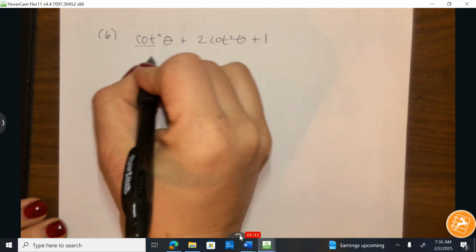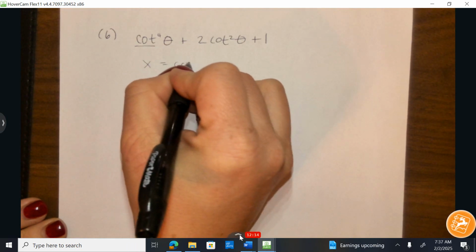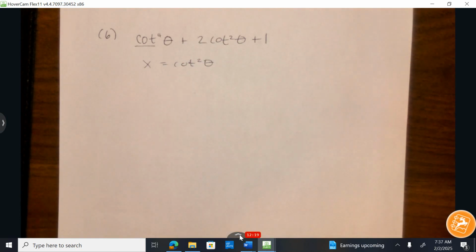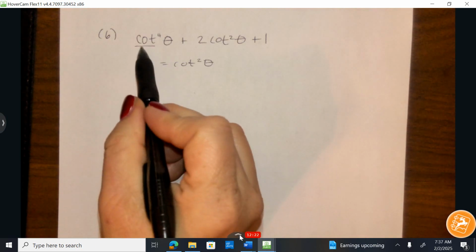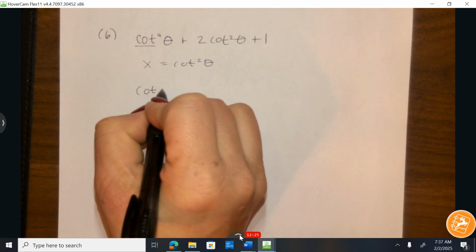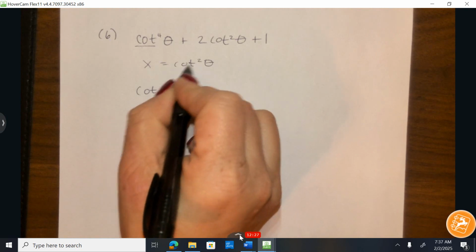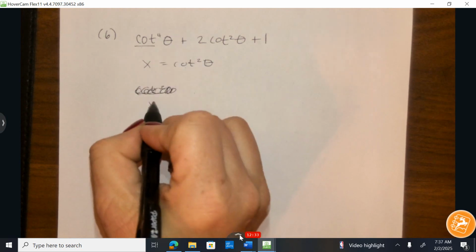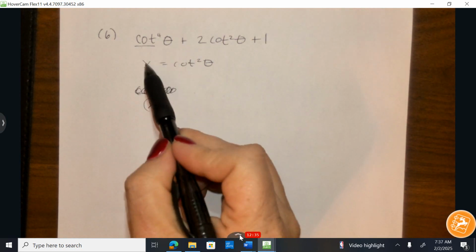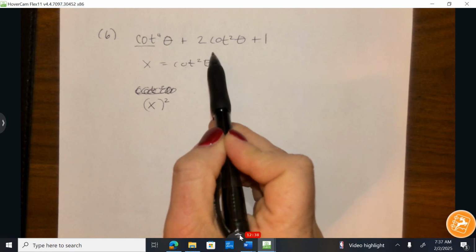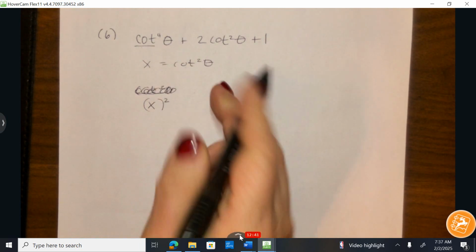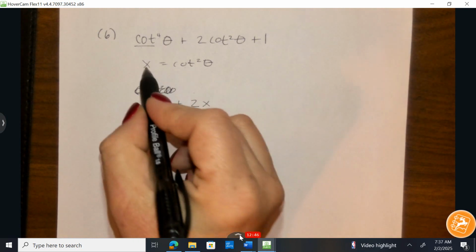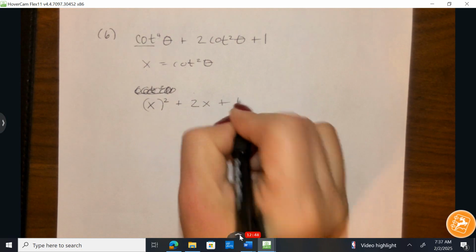Let me replace cotangent squared x, or cotangent squared theta, with simply x. So in this case, I would have x, but there would have to be 2 of them, because if x is cotangent squared, I'd need to square that quantity to get to the 4th. And here I'd have 2 times x, because again, x is cotangent squared, I have that plus 1.